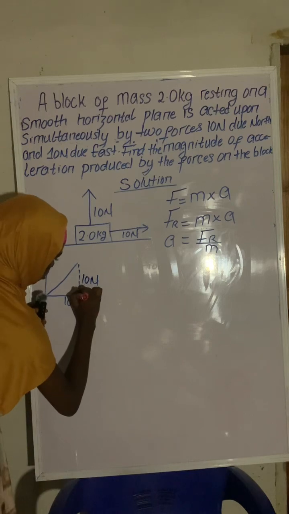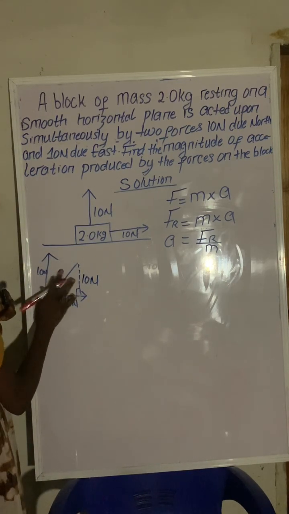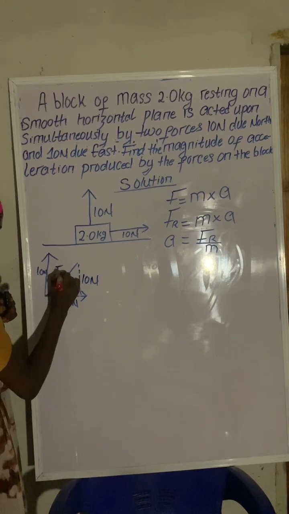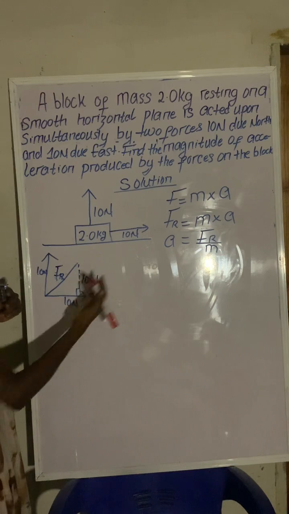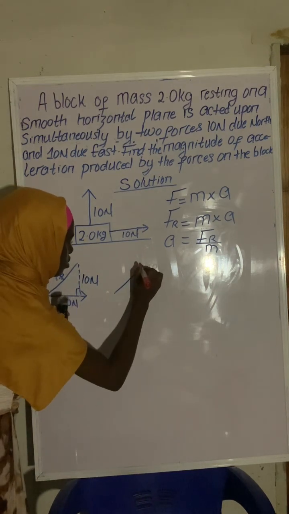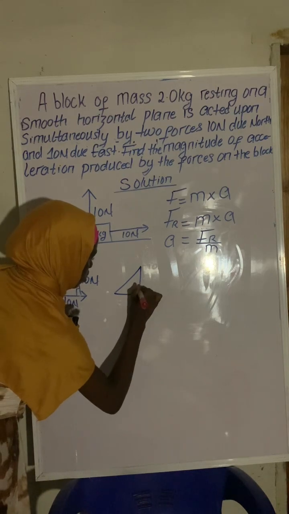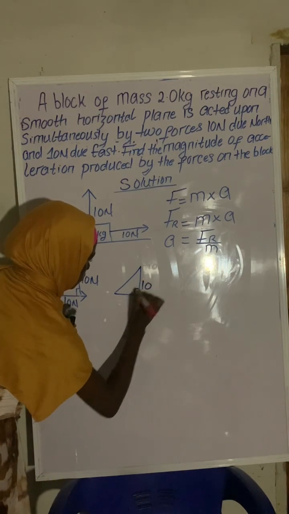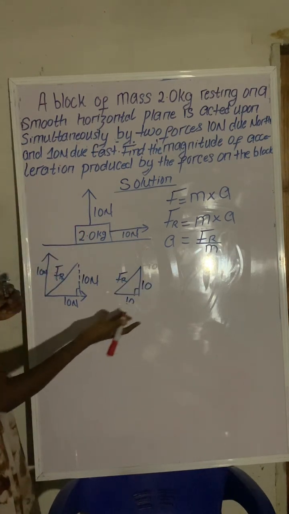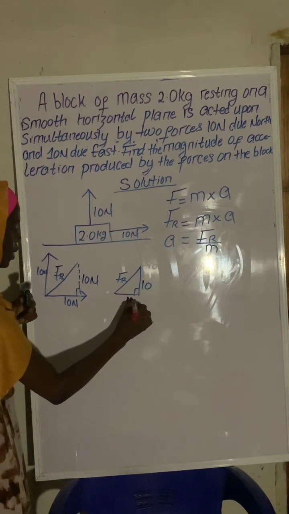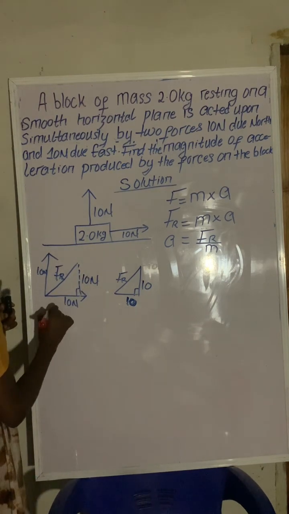This is our angle 90, and we're looking for the resultant force, FR. If we bring it out like this, this is going to be 10, 10, FR. You should know that we are using Pythagoras theorem straight away. So let's find our resultant first.